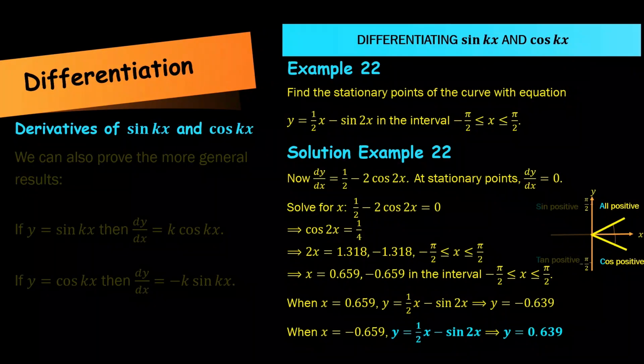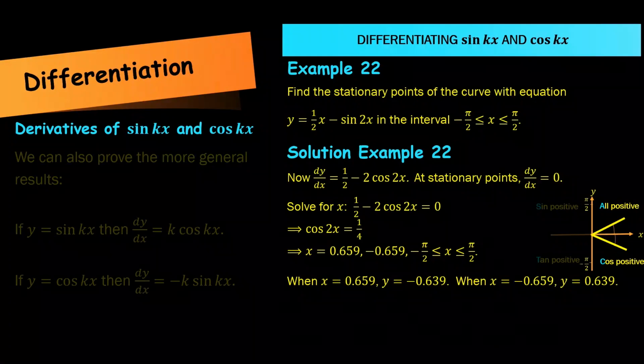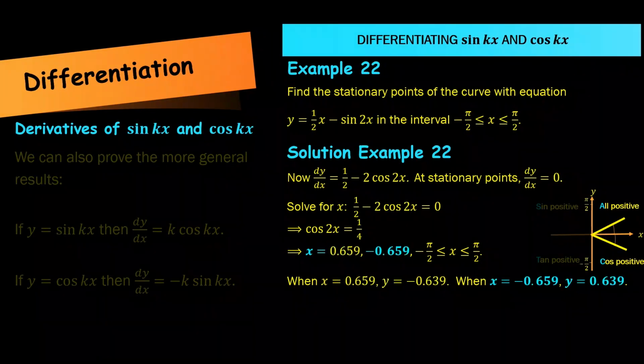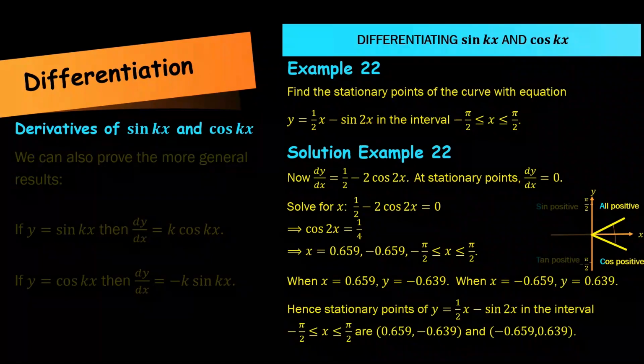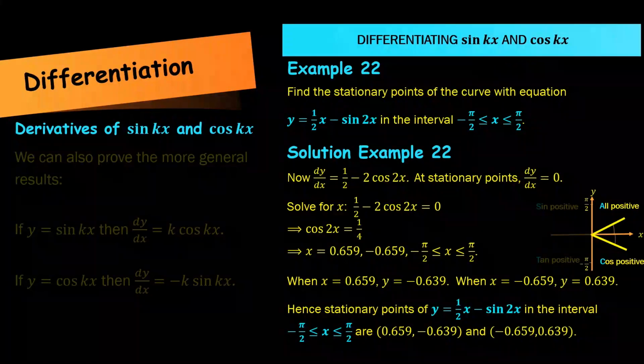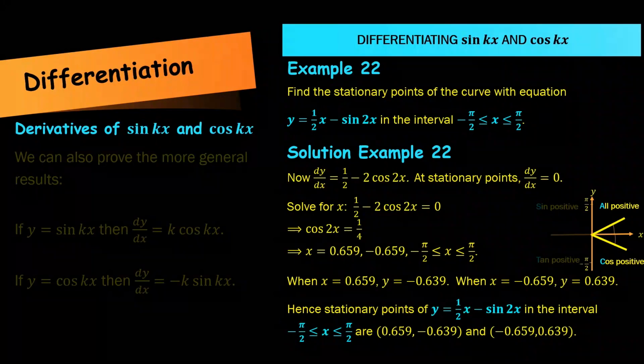And therefore, the stationary points of y equals a half x minus sine 2x in the interval x greater than or equal to minus pi by 2 and less than or equal to pi by 2 are 0.659, minus 0.639 and minus 0.659, 0.639.